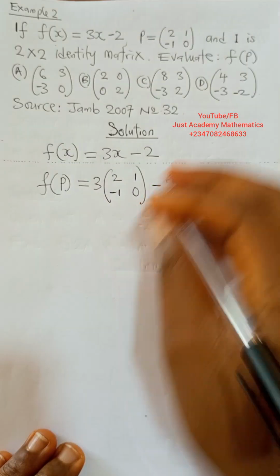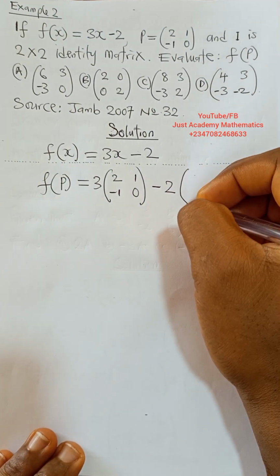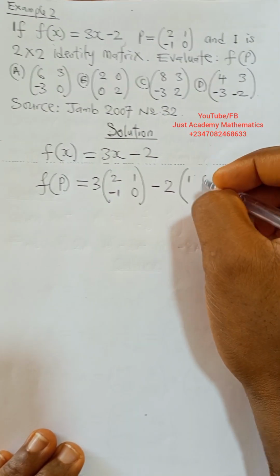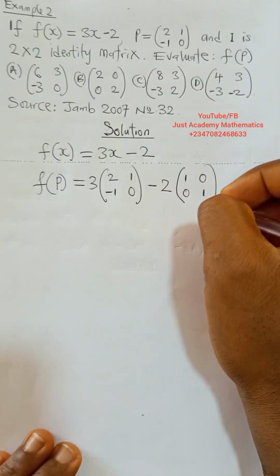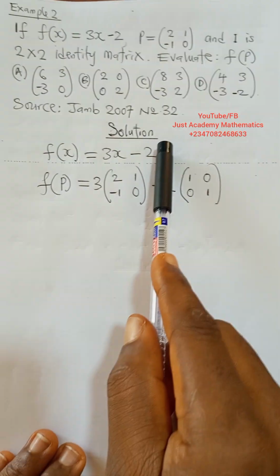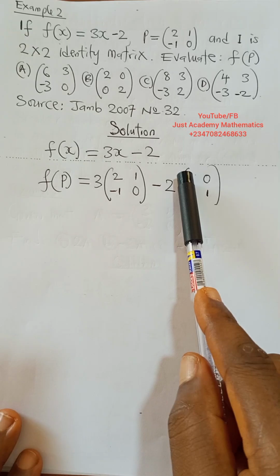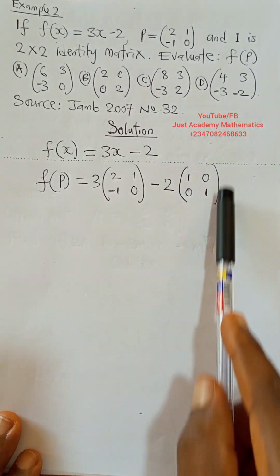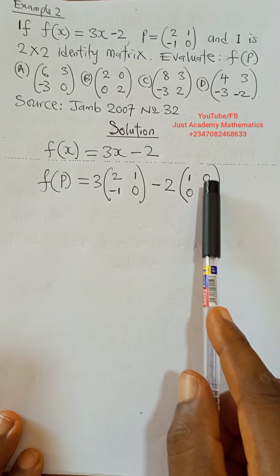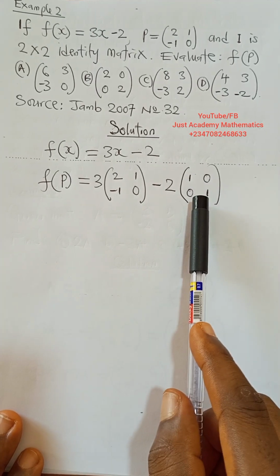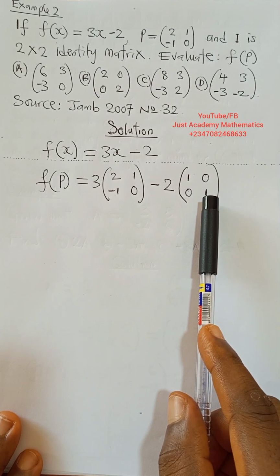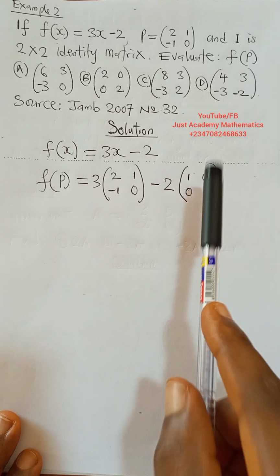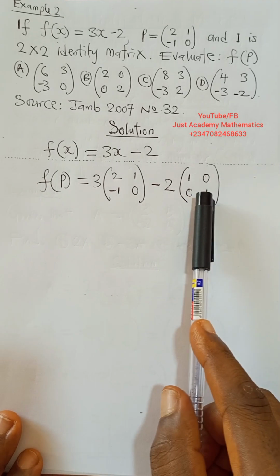That is this I. So you times this one by I. And what is I? 1, 0, 0, 1. That is the 2 by 2 identity: 1 from the left to the right at the diagonal, 1, 0, 0, 1. This 2 by 2 identity is like 1 in matrix. It's another way of writing 1 in a 2 by 2 matrix.